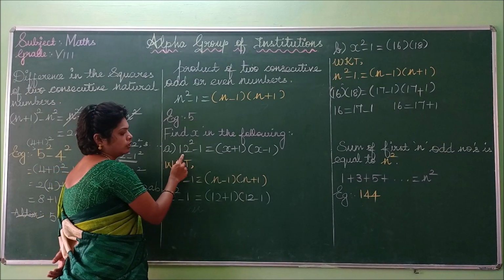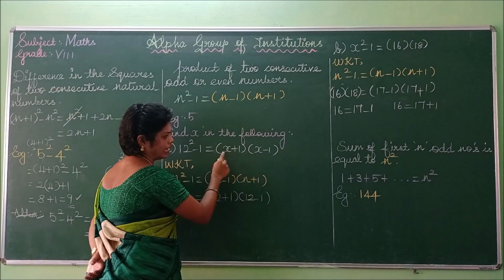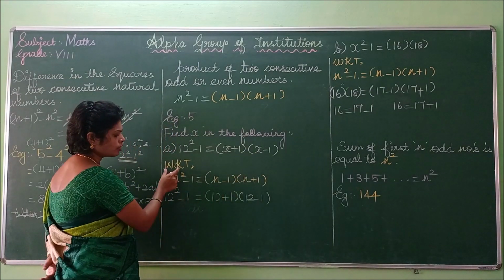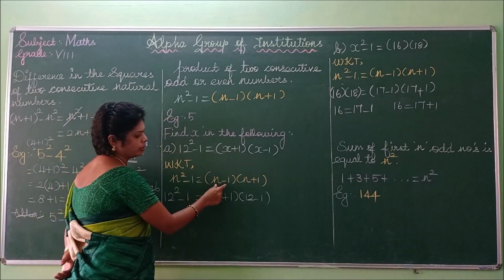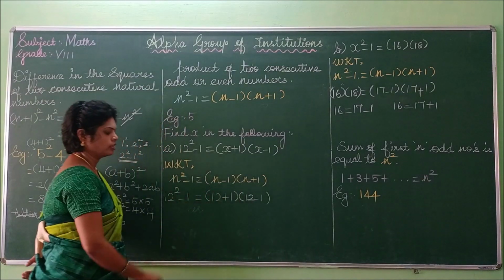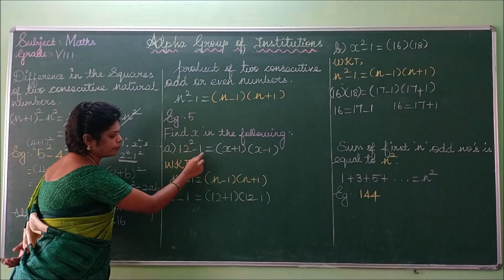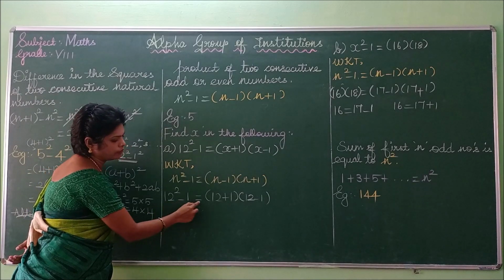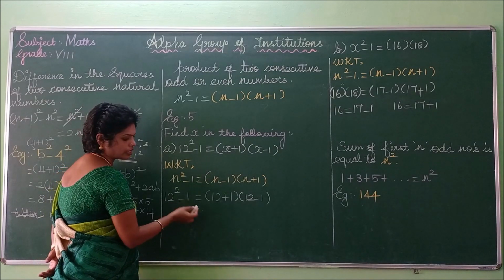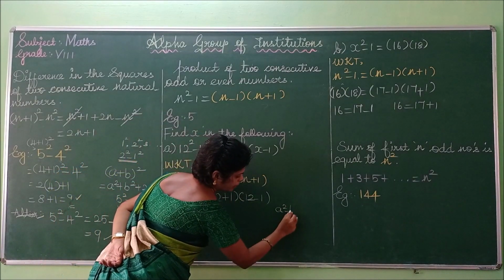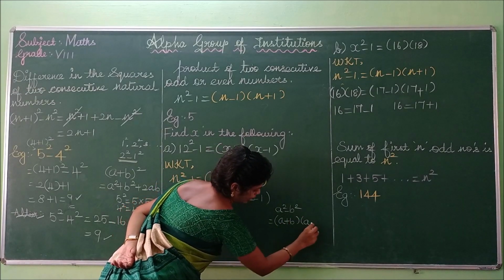So the question is 12 square minus 1, which is equal to x plus 1 into x minus 1. We know the general format: n square minus 1 is equal to n minus 1 into n plus 1. So write the left hand side first. What is the left hand side here? 12 square minus 1. So write that 12 square minus 1, which is equal to... How can we split and write this? If it is a square minus b square, you can write that as a plus b into a minus b.